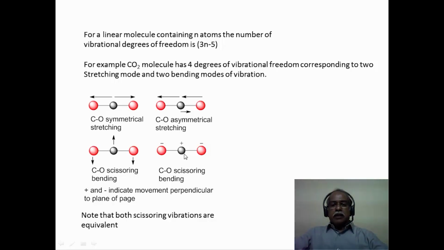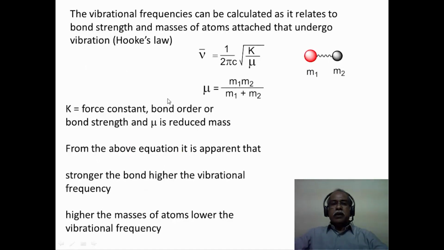Suppose you consider motions above and below the plane of the paper, in other words, the 2 oxygens go below the plane of the paper and the 1 oxygen comes above the plane of the paper, this is also another scissoring mode. Both these vibrations are equivalent vibrations, except they occur in 2 different planes. So these are the 4 degrees of vibrational freedom or the normal modes of vibration for a molecule like carbon dioxide. Now, how does one calculate the vibrational frequencies, which are related to bond strength as well as the masses of the atoms that are connected to the bond?